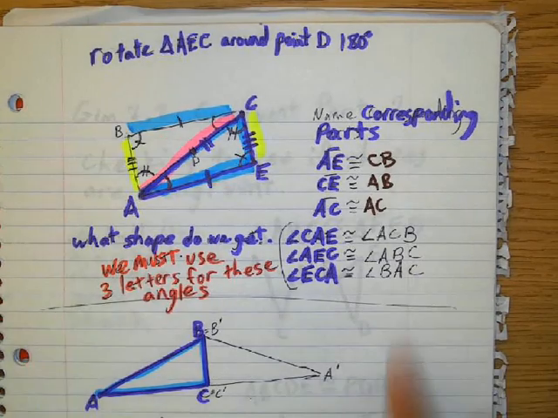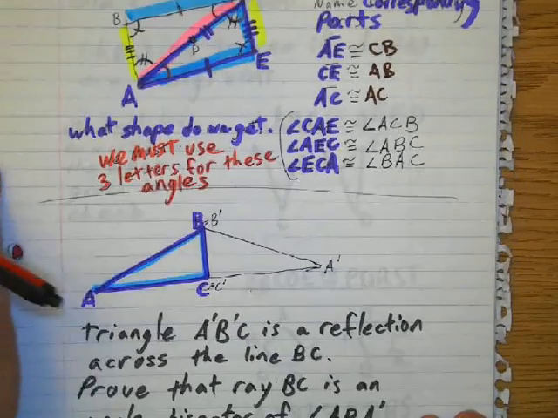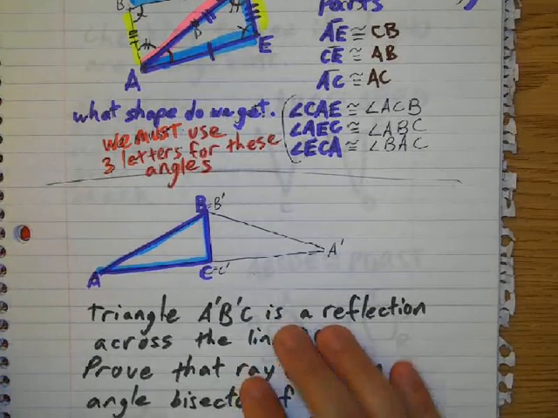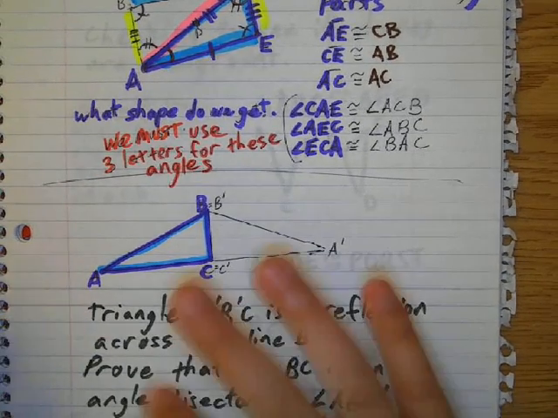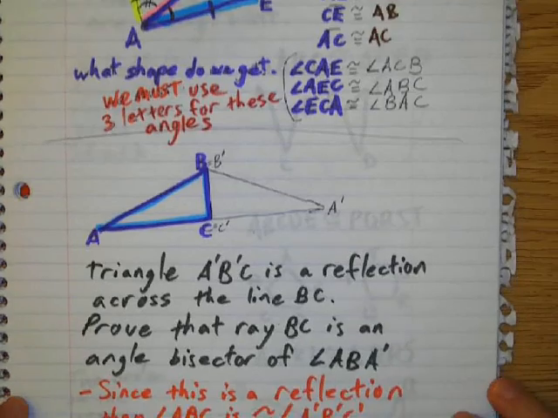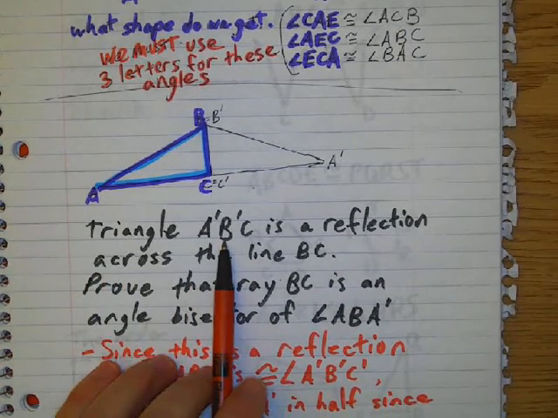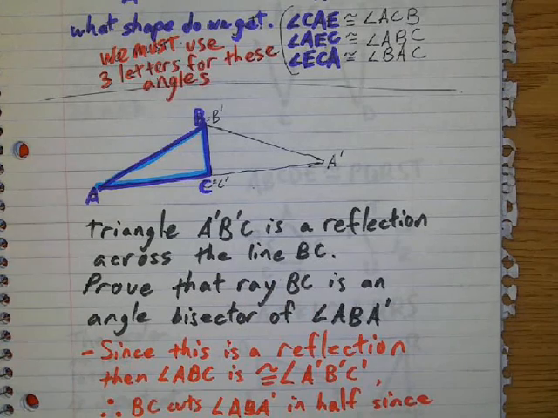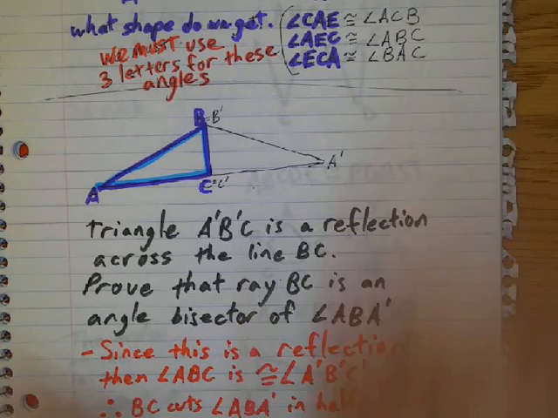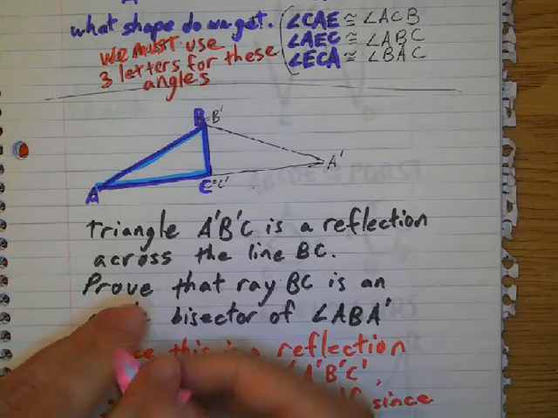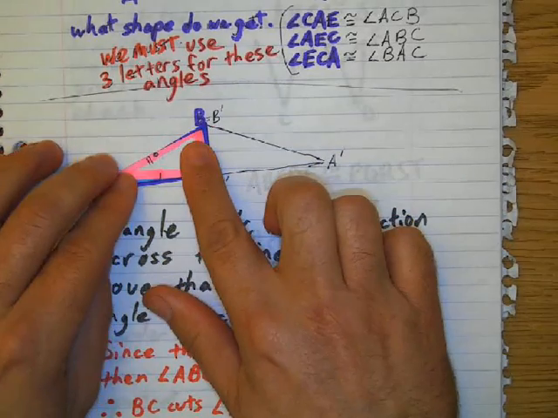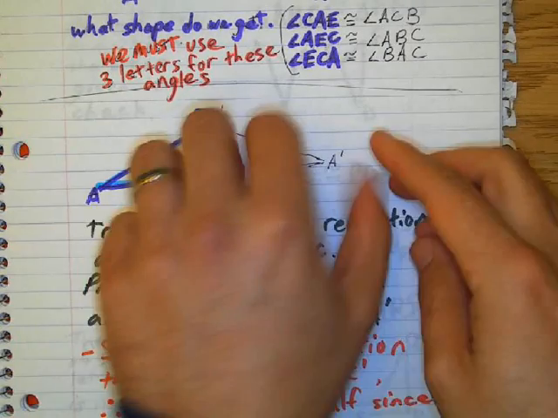Now, let's look at the next one. We had one like this in our notes. The triangle was arranged a little differently, but let's just talk about this. Triangle A prime, B prime, C prime is a reflection along the line BC. So basically we had this triangle here, and we reflected it, and it came over here.